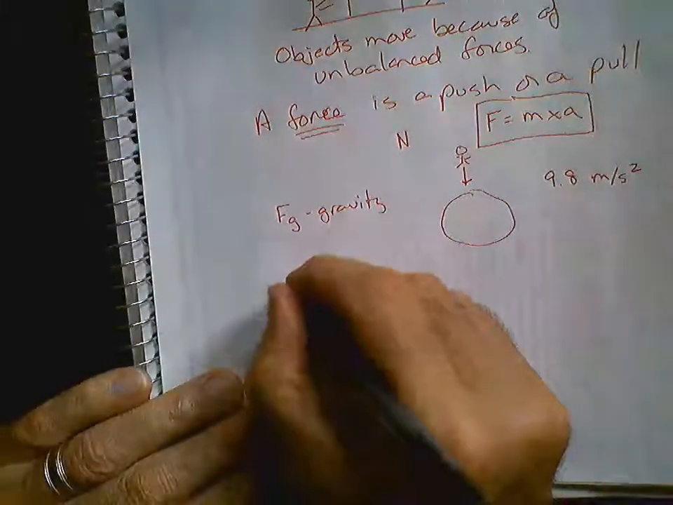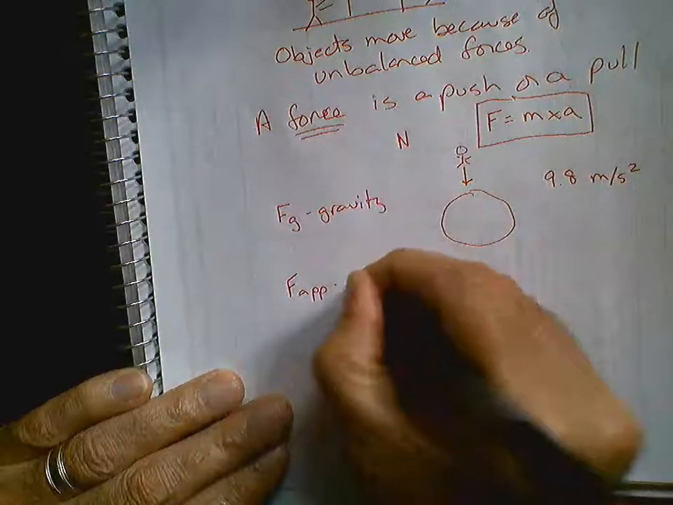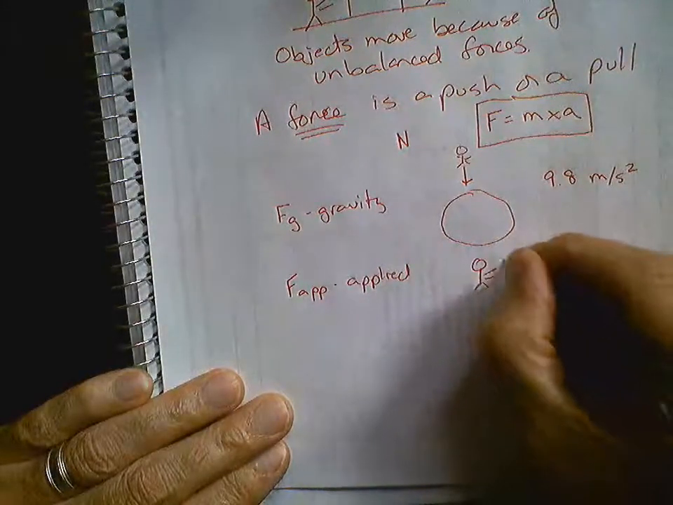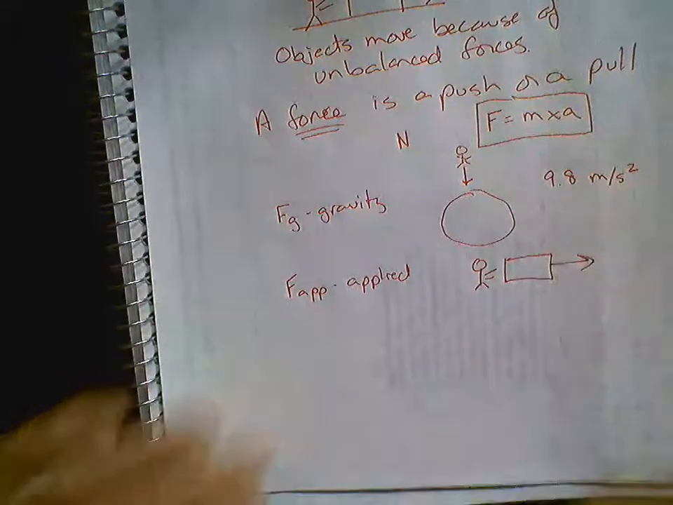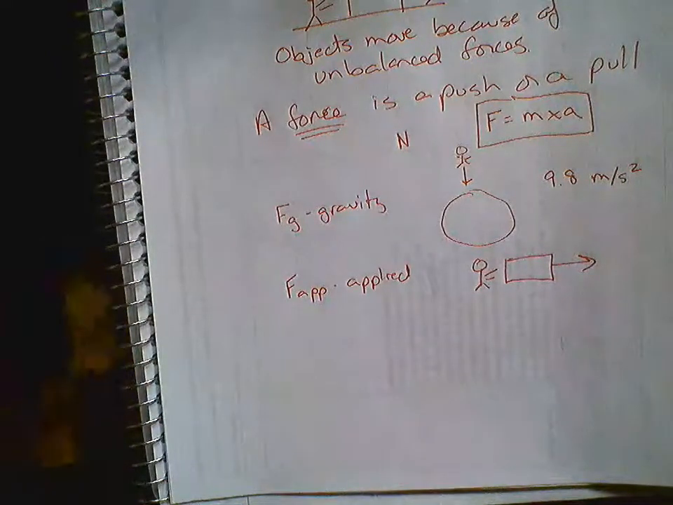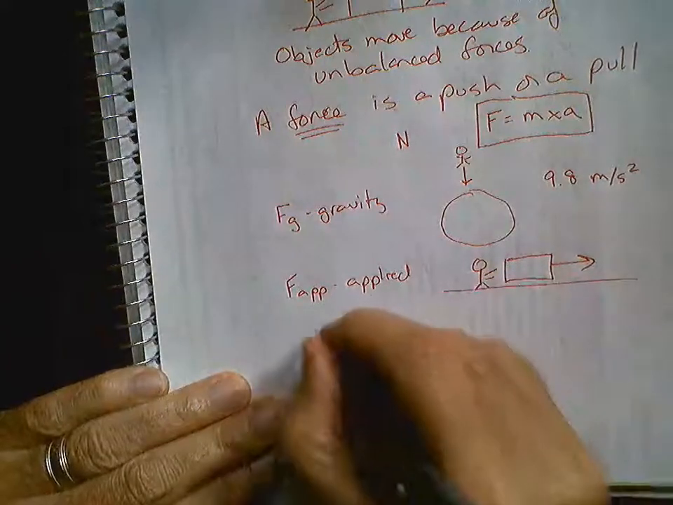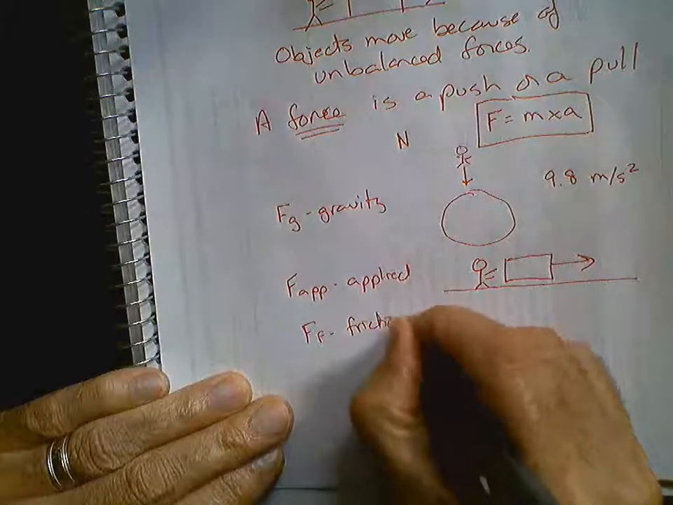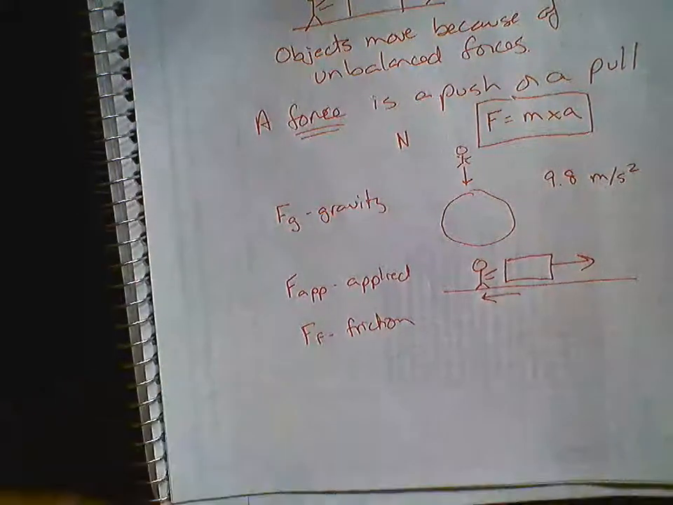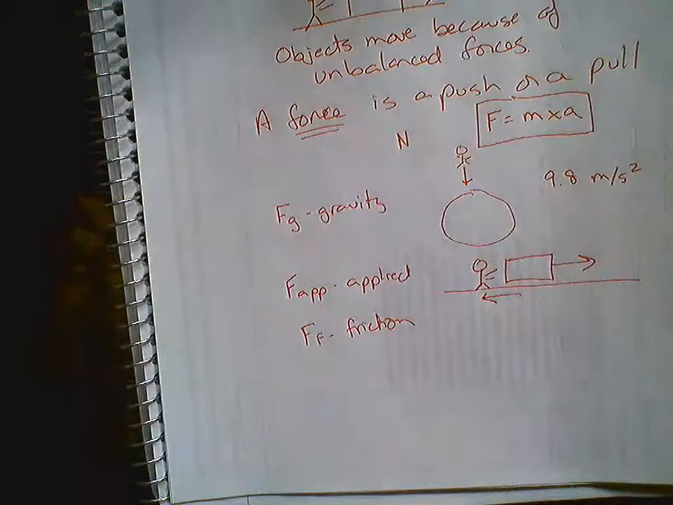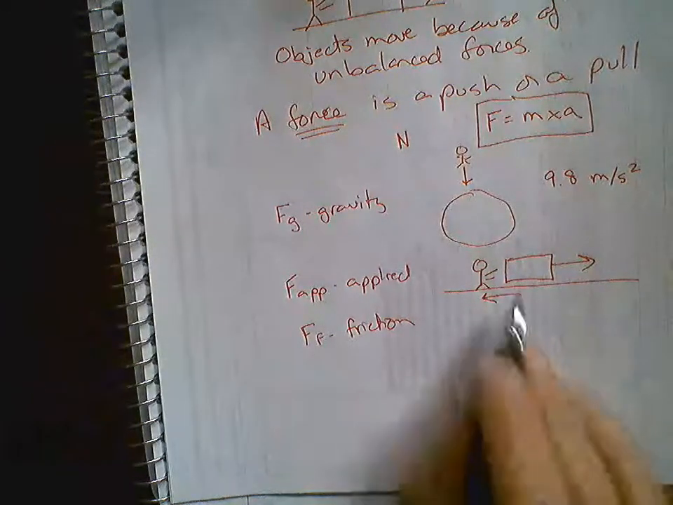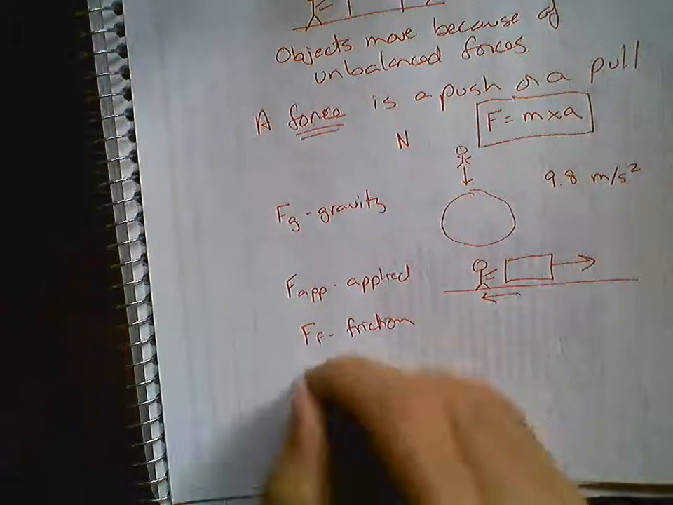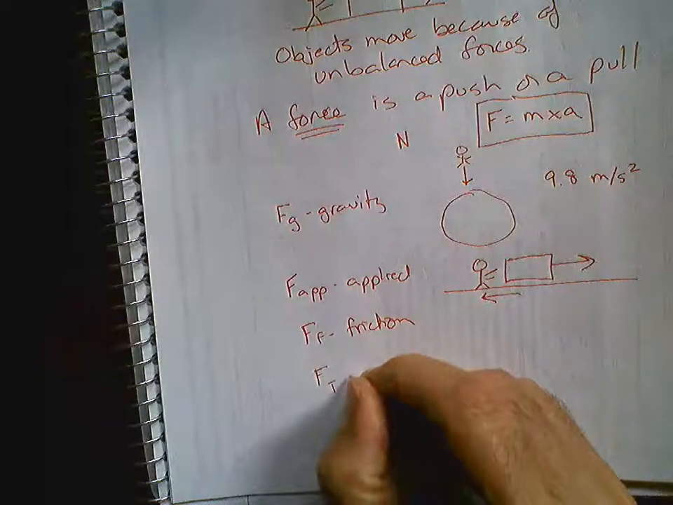Another force is an applied force. So if a person was pushing on a box, that's an applied force. So it's pushing in that direction. Now, if that box was on the ground, we would have the force of friction. So the force of friction would be acting opposite to the applied force. So if you tried to push that box, then the friction between the ground and the box would be fighting this. Now, another force is a force of tension.